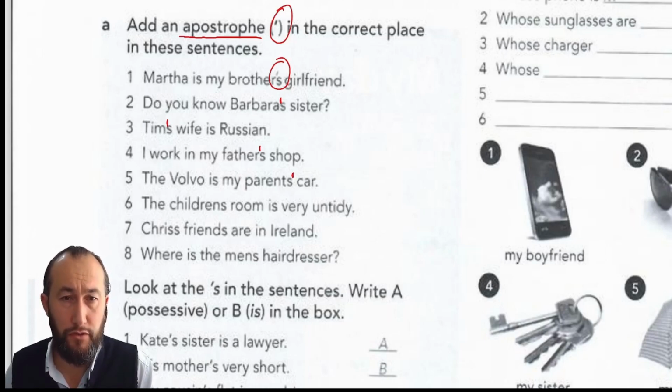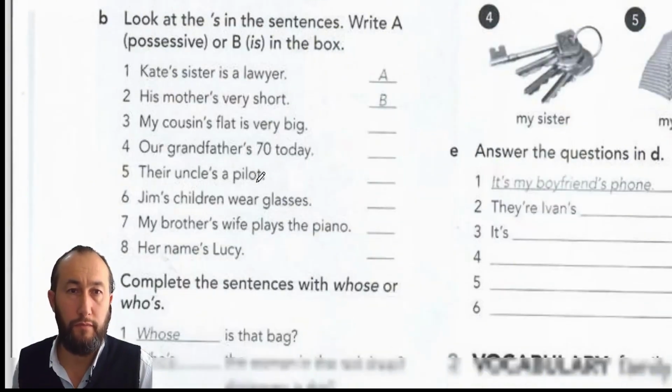The children's room is very untidy. Children's, the apostrophe goes after the n. Chris's friends are in Ireland. So where is the men's hairdresser? Which is here. Men's hairdresser. Okay, so we're going to move to B now.